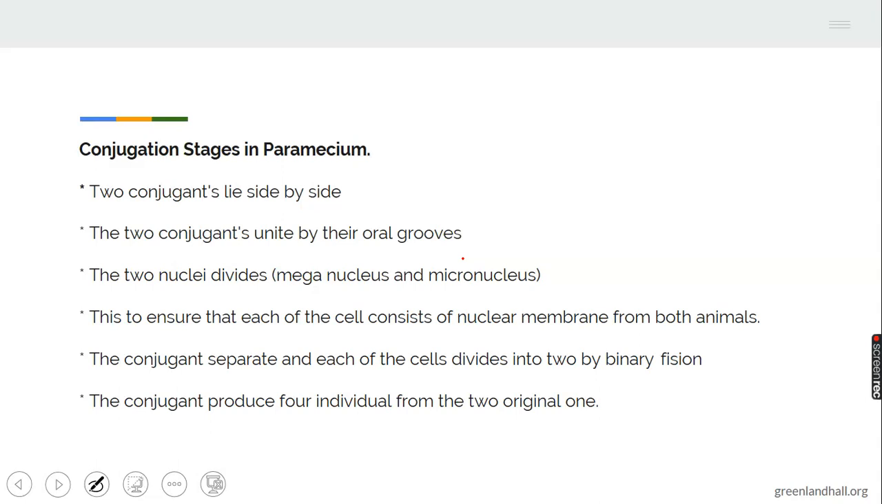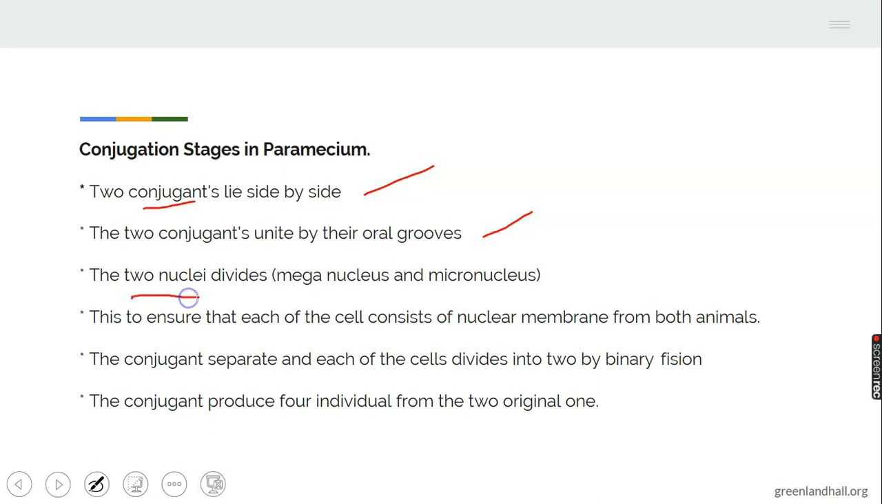The two conjugates, that is, the two small organisms, would lie side by side. The two conjugates lie side by side, that is the first stage. The two conjugates will now unite by their oral groove. Oral groove is a part of the structure of Paramecium. This is where the two conjugates unite, come together.